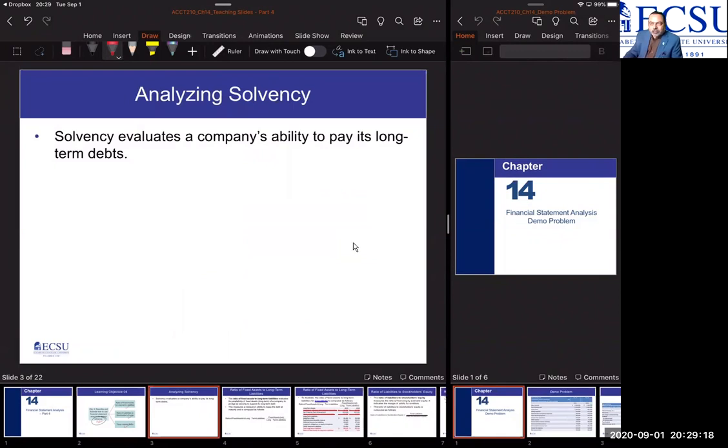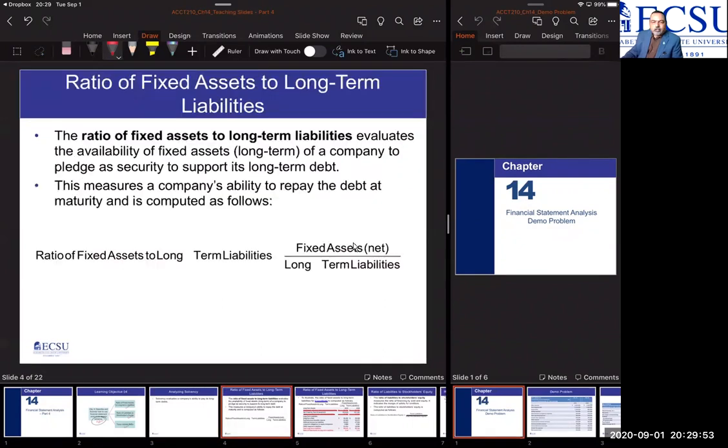Now, what is solvency? Solvency basically evaluates a company's ability to pay its long-term debts. Whenever we are talking of the ability, every company can borrow and pay off its debt. So that's just transfer of debt from one pocket to another. We are not looking at that situation. We want the company to have its own resources to pay off the long-term liabilities. So that is analyzing the solvency ratio.